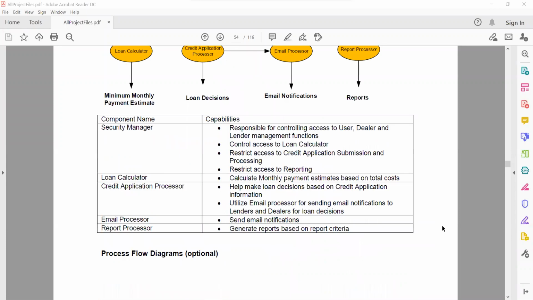Okay, and for each component, there are capabilities of what each of the modules is going to do. So when you look at the previous one, you had about 7 or 8 modules that were defined. When you go into the implementation, you have only about 5.